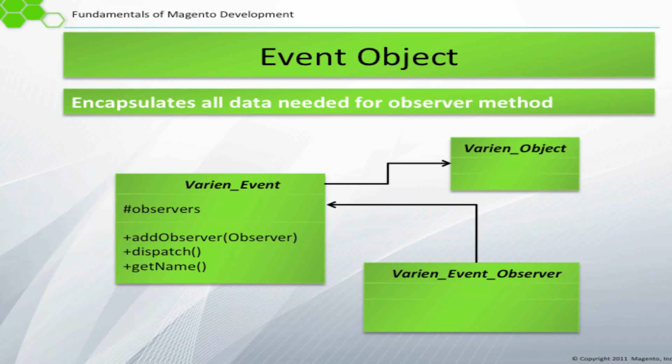So the event object is responsible for the data, and back in older days of Magento, you would have to get at the objects through the event object. Now you can get to them through the observer, and I'll show you this in just a second.